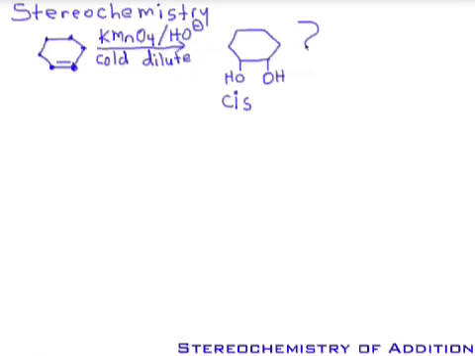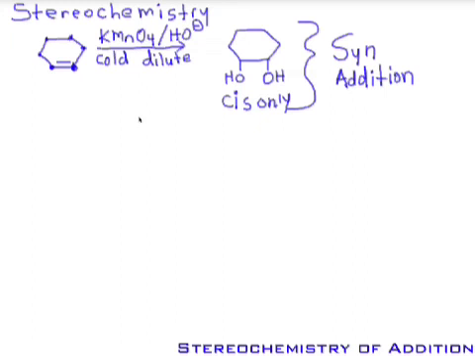If you get a cis-only product, this is referred to as syn addition. Or if you like, addition to the same side. The electrophilic addition goes syn. If we get syn addition, cis-only products, we have to look at the mechanism of reaction in this case to explain it. And so when we actually get to this reaction, we will examine it and do that.